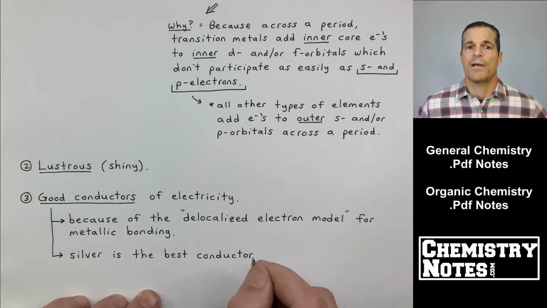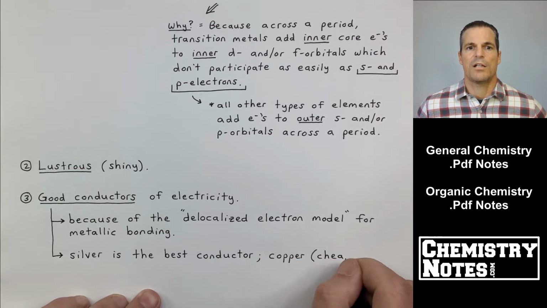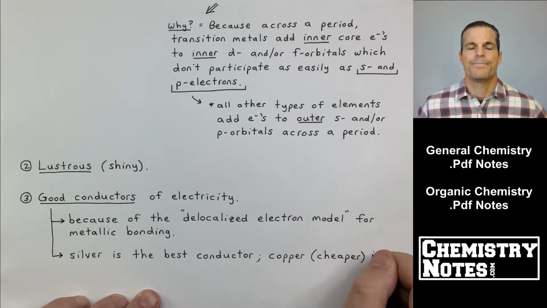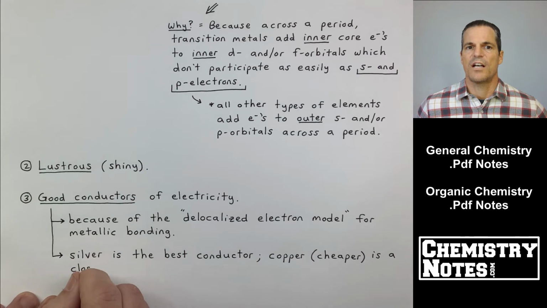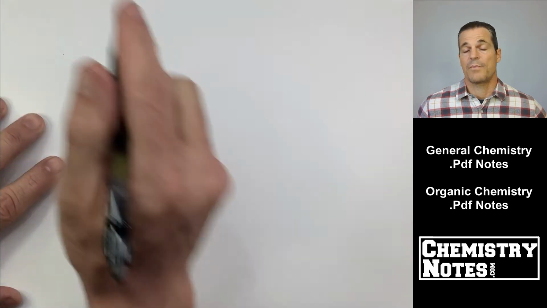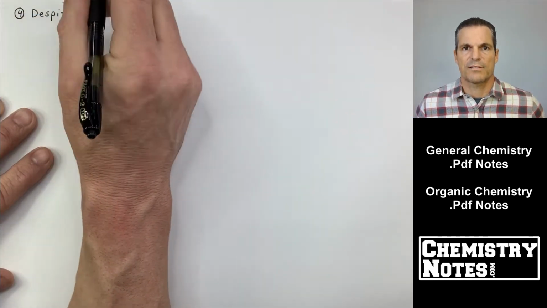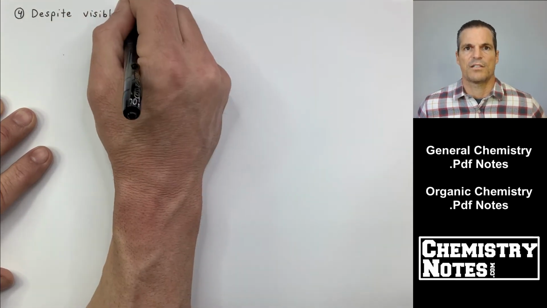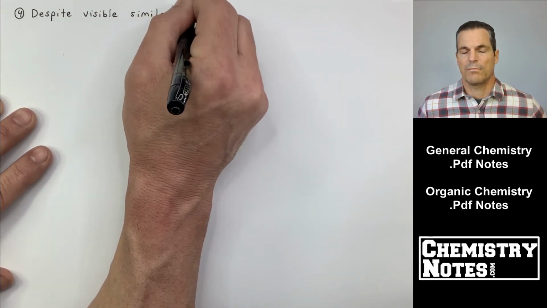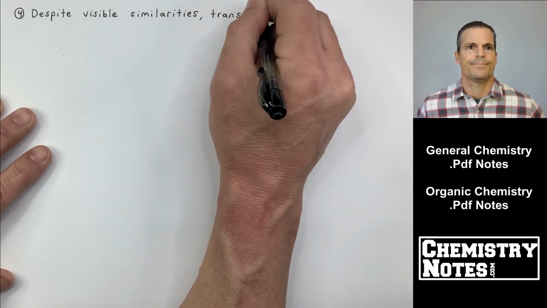All right, we talked about that in section 10, by the way: liquids, solids, and intermolecular forces. Regarding conduction and good conductors of electricity, silver is the best conductor. Copper is a very close second, and copper is much cheaper, which is why we always think of copper as the best wire to have as far as conducting electricity. Silver is better, but it's just ridiculously expensive compared to copper.